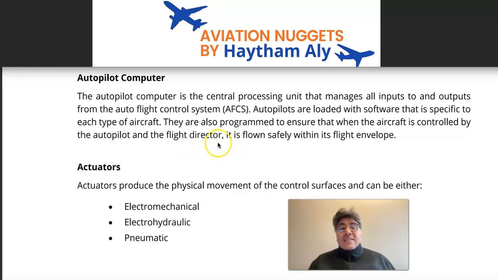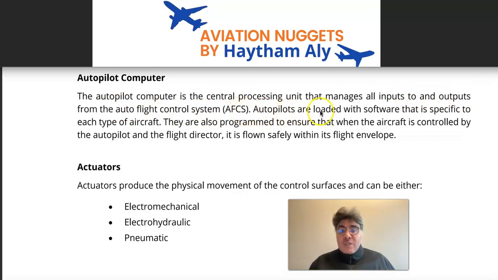Okay. The system must have a computer, which is normally called the guidance computer in the aircraft, and it is the FMGC, Flight Management and Guidance Computer. It has a management part, a guidance part, and the flight envelope protection part. So the guidance part is the guidance computer, which is the autopilot computer. So everybody, the autopilot computer is the central processing unit that manages all input to and output from the auto flight control system.